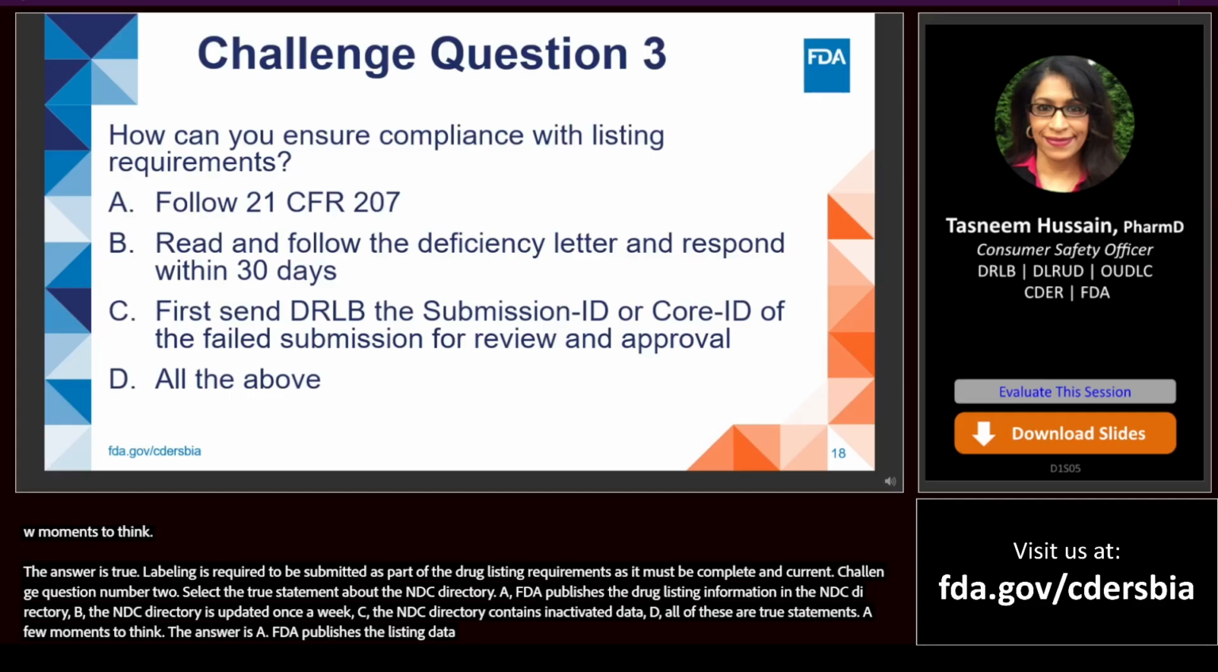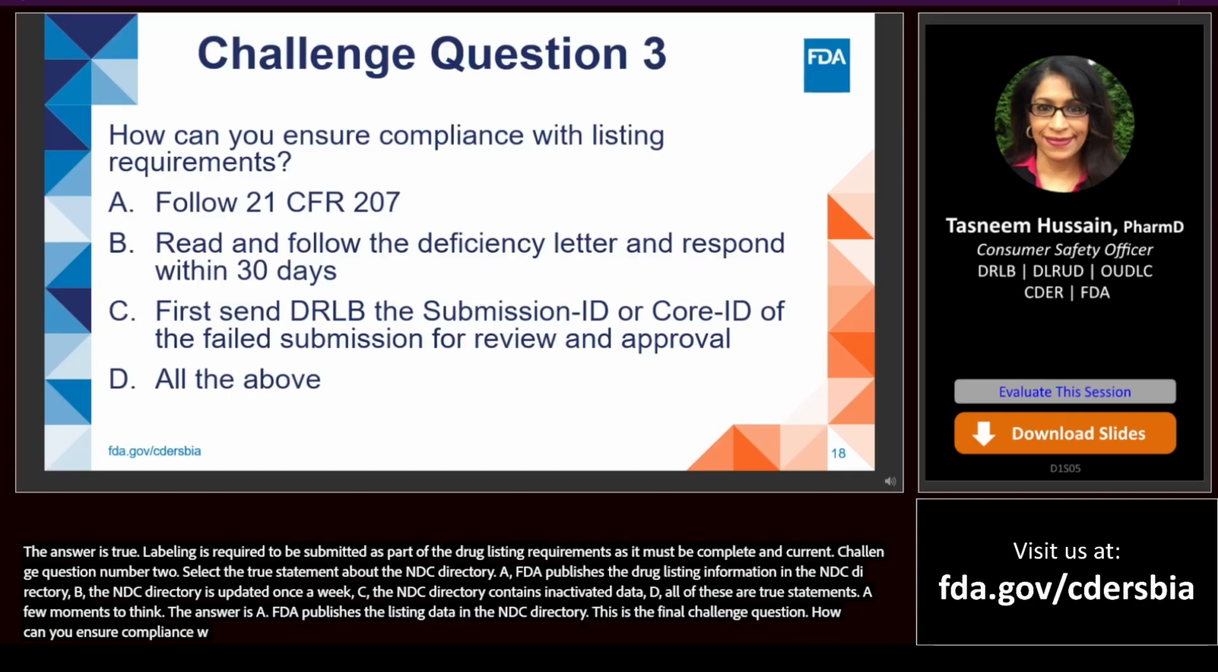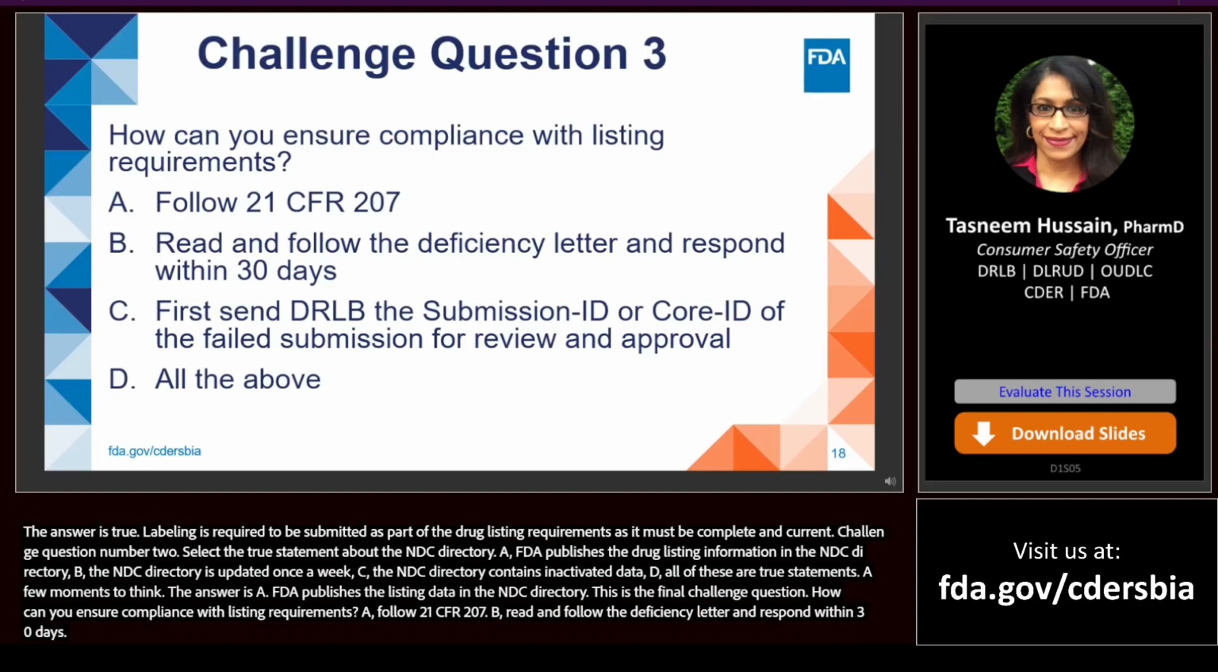Here is our final challenge question. How can you ensure compliance with listing requirements? A. Follow 21 CFR 207. B. Read and follow the deficiency letter and respond within 30 days. C. First send the drug registration and listing branch the submission ID or the core ID of the failed submission for review and approval of the manual override. D. All of the above. We'll give you a few moments to think of the answer.